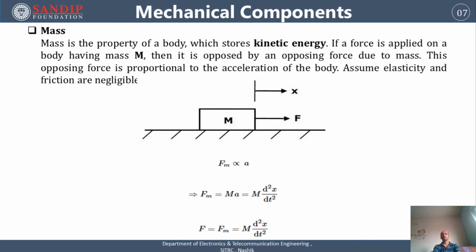Hence, in this case, we assume the elasticity and friction generated by this mass are negligible. Hence, F is equal to capital M into a, M d2x upon dt square. F is equal to M d2x upon dt square.